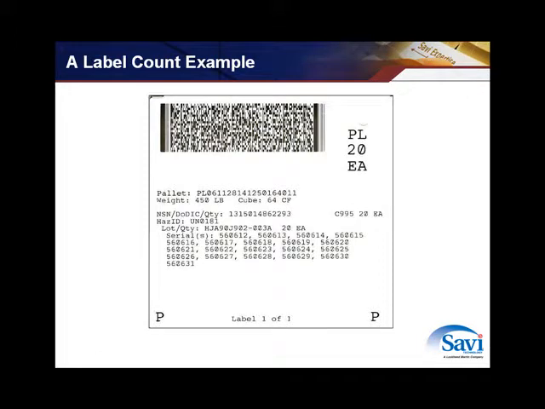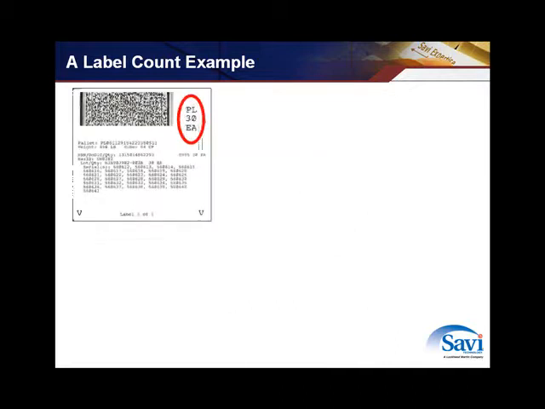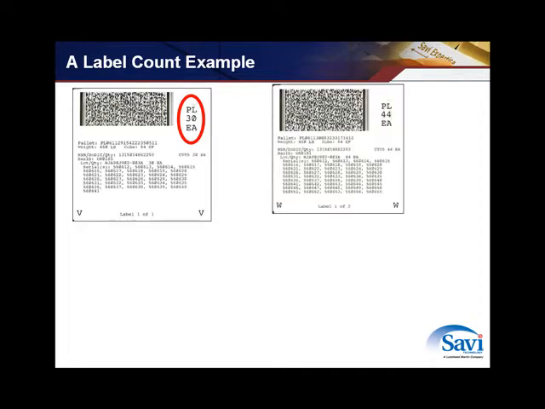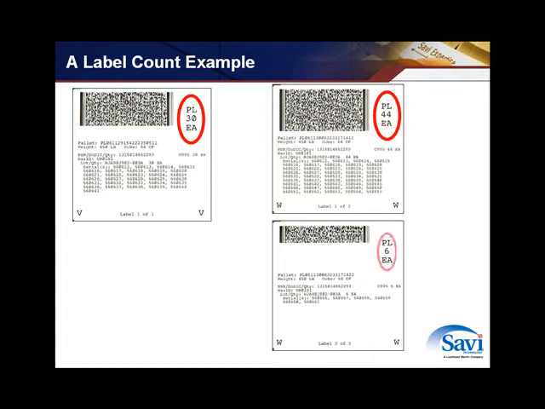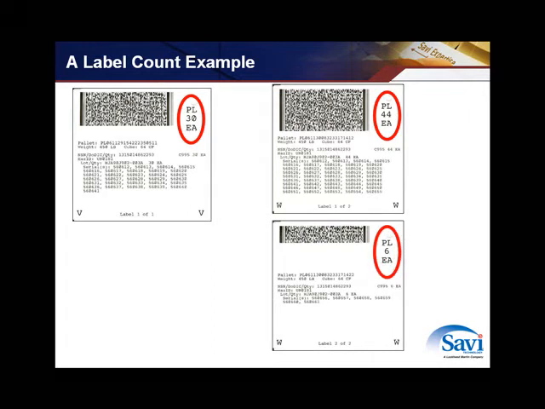Here is a label containing 20 serialized items. All 20 serialized items easily fit on a single pallet label. Now let's say that we wanted to put 30 serial numbers on a label. So far so good, but what if we needed to put 50 serial numbers on a label? 50 serial numbers won't fit on a single label, and so the label making software automatically splits up the serial numbers into two labels. The first label contains as many serial numbers as will fit on a label, in this case 44. The second label contains the remaining serial numbers, in this case 6.